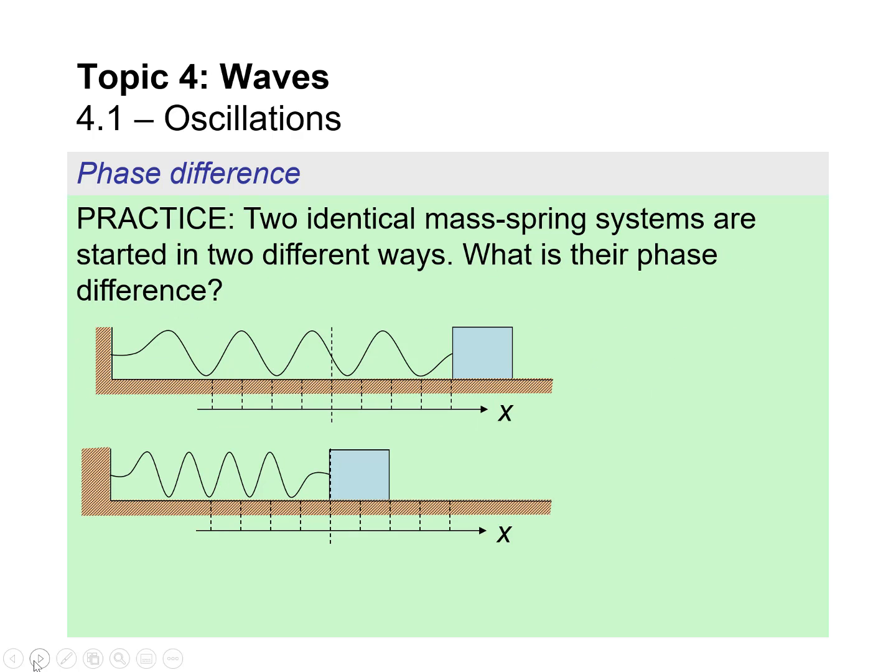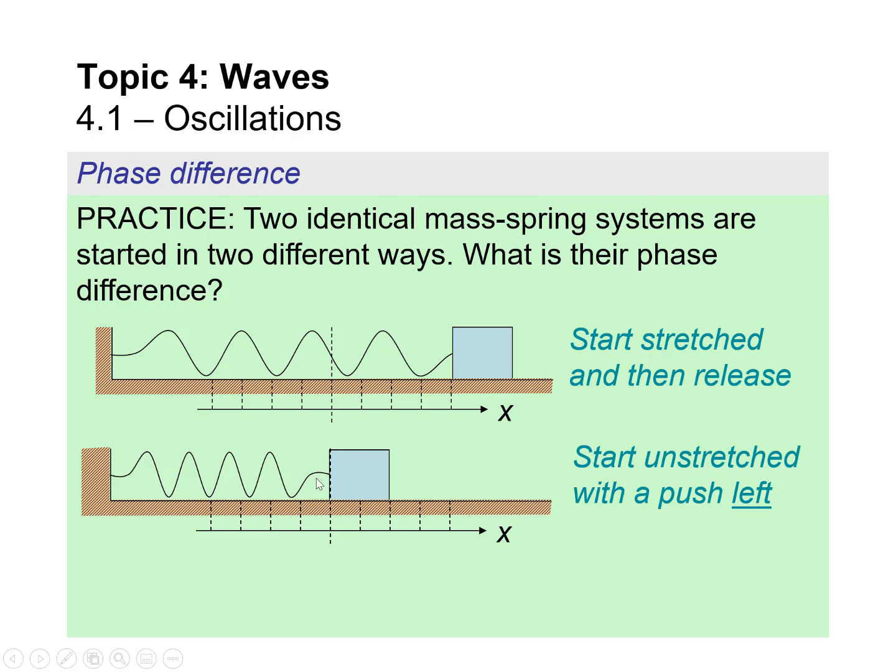So here's another example. We have two springs. One started fully stretched and then we release. And one started unstretched with a push to the left. What's the phase difference going to be between these two?